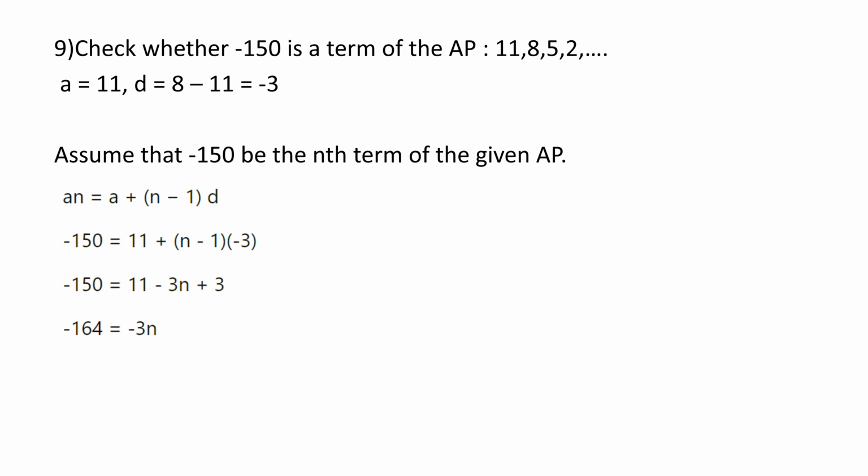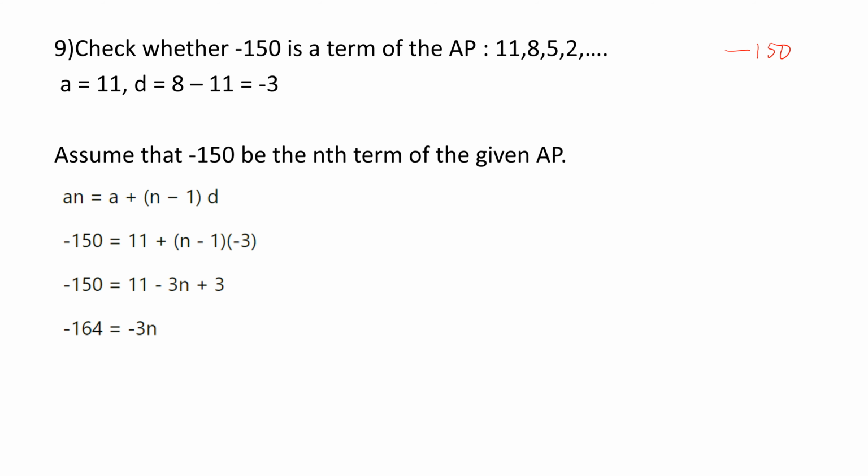Check whether minus 150 is a term of the AP 11, 8, 5, 2. So what we can notice here is the value is decreasing, 11, 8, 5, 2, etc. And we should check whether minus 150 is coming somewhere in the AP. So first term is 11. Common difference is 8 minus 11, which is minus 3.